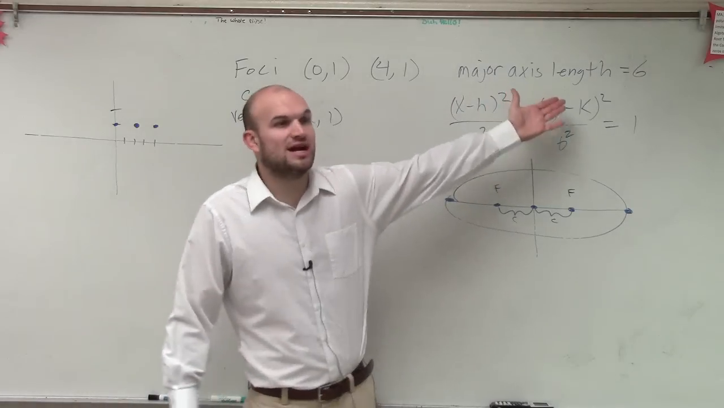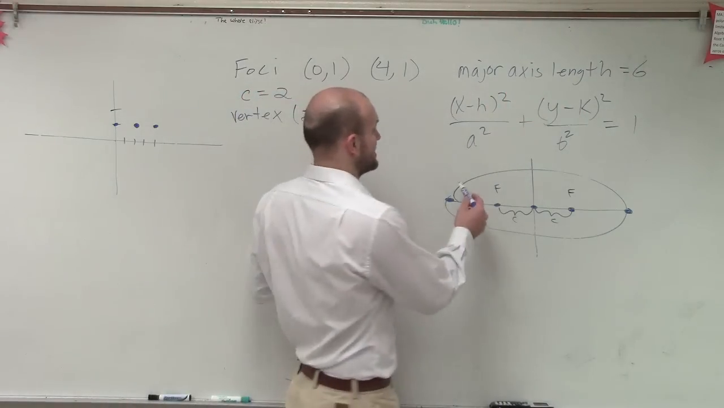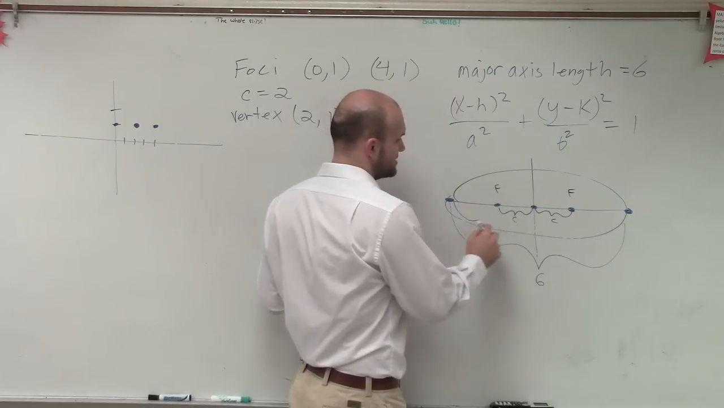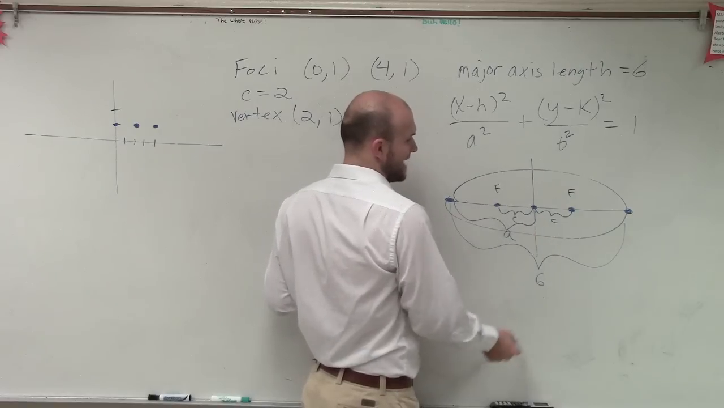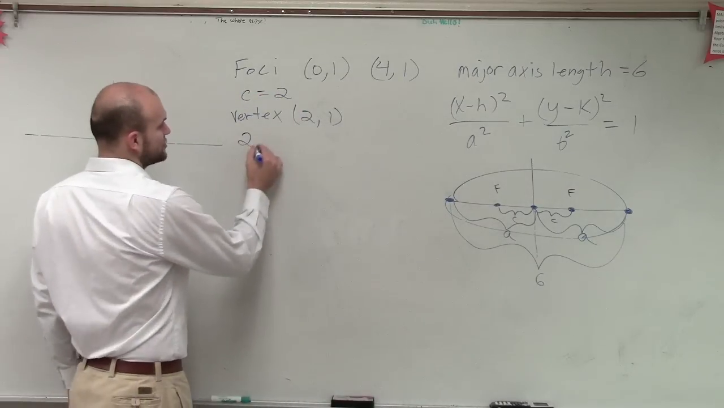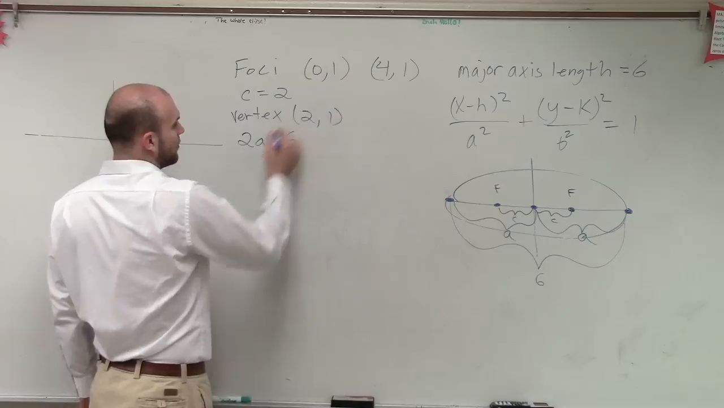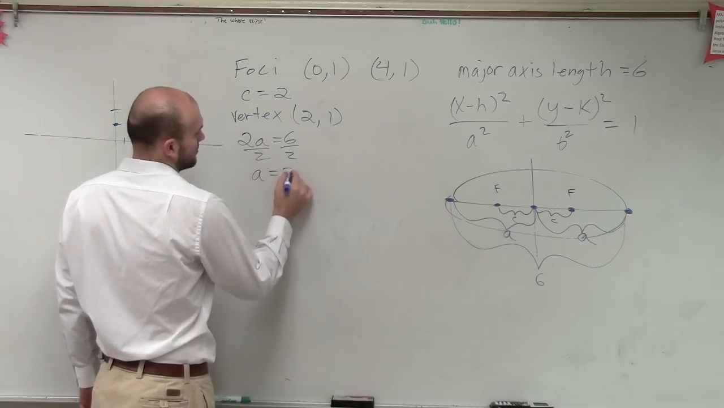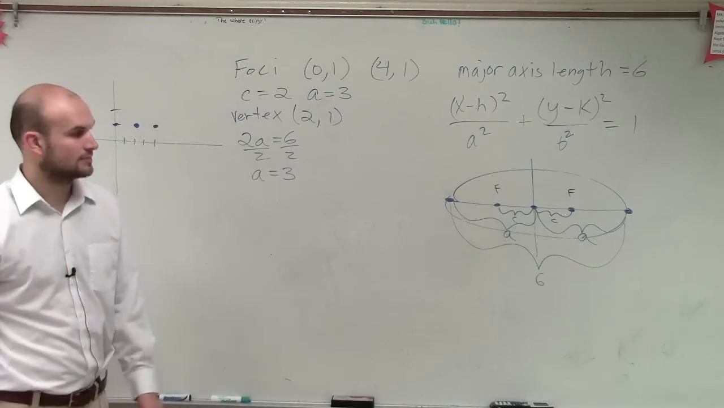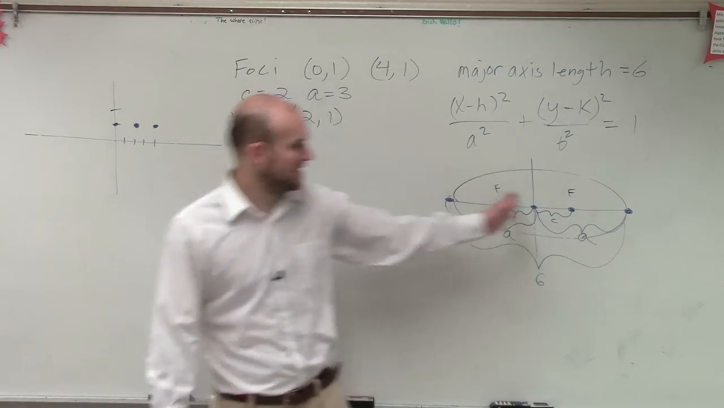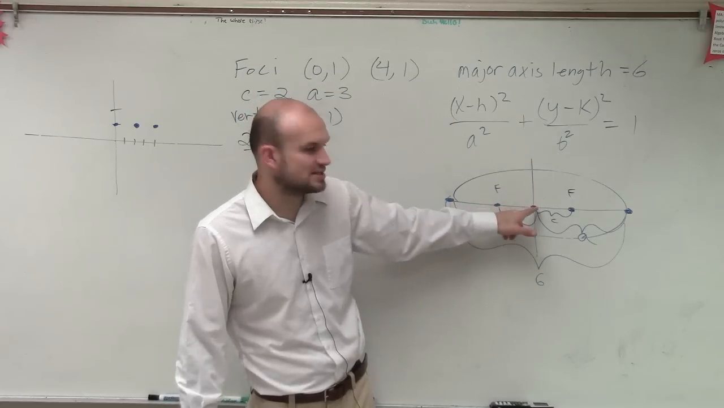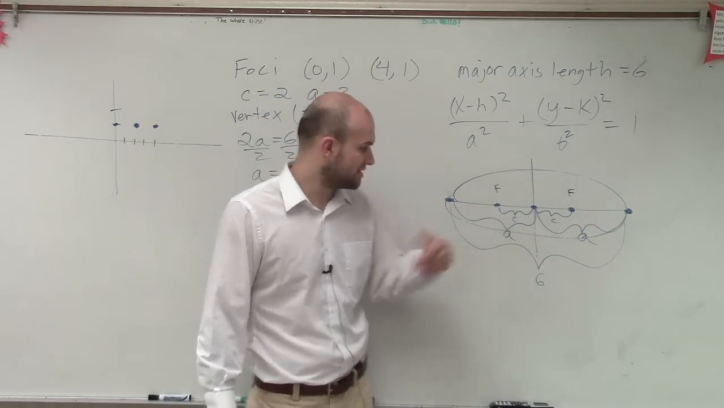Well, they said the major axis of symmetry is 6. So what that means is this whole length is 6. But remember, ladies and gentlemen, we talked about half of that being a, and the other half would also be a. So therefore, we can say 2a equals 6. Therefore, a equals 3, right? Does that make sense? The whole major axis is 6. From one vertex to the center is equal to a, so that's 2a, so we get 2a equals 6.